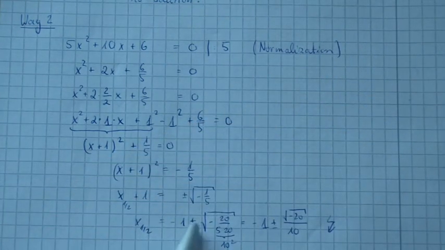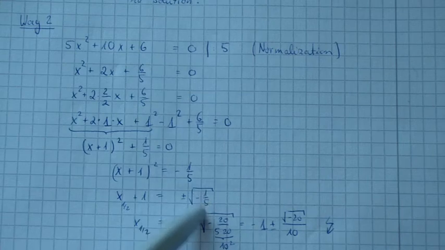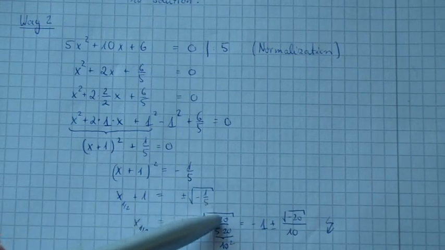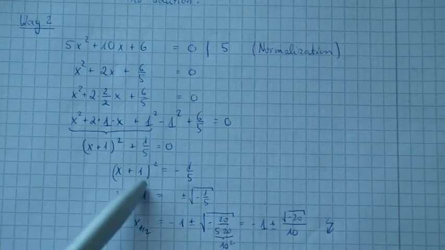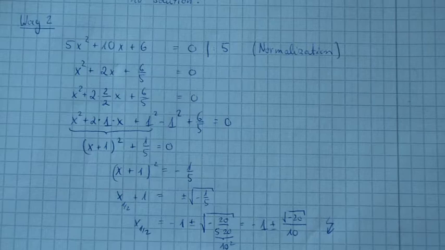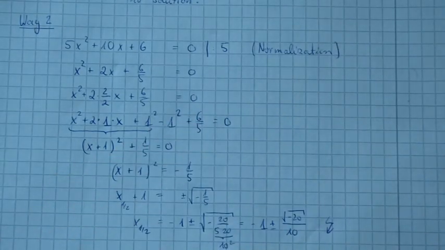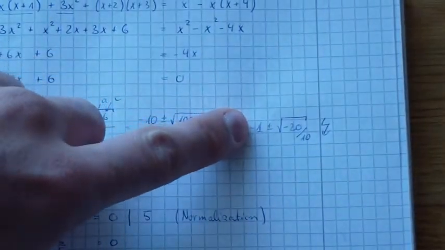x1,2 is equal to minus 1 plus minus the square root of minus 1 over 5. I just multiplied the fraction by 20 and divided it by 20, so we got this. And if you look at the denominator, we have 5 times 20, which will just give you 100 or 10 squared, so you can take the square root and get this equation, which is just turning out to be the same as we had done before, okay?